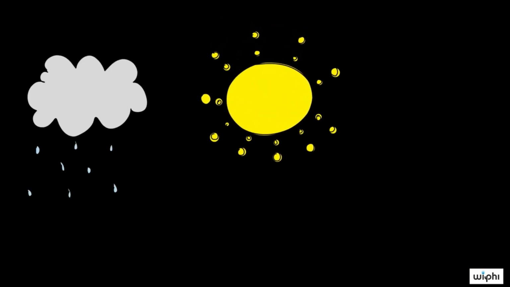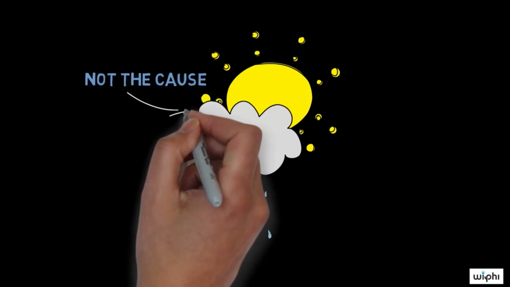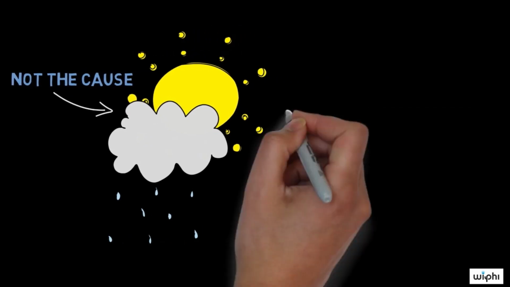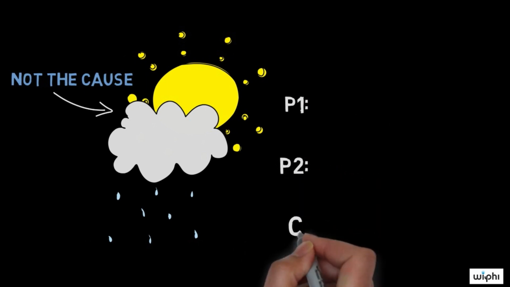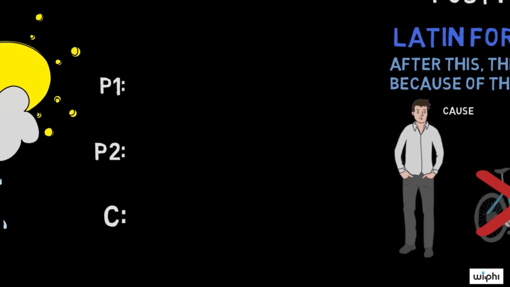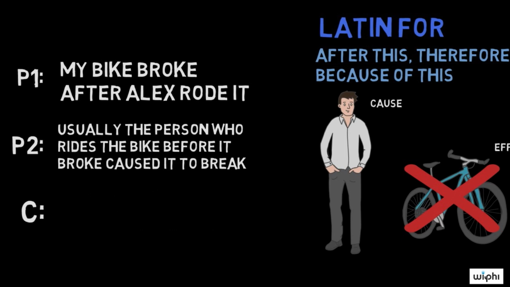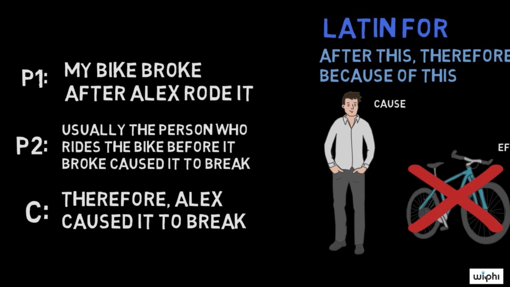Here's a counterexample. The sun sometimes comes out after it rains, but that doesn't mean that the rain caused the sun to come out. But let's be more charitable to my invalid argument. Maybe we can add a few premises, implicit ones, to make it valid and to make it seem more reasonable. Let's try this. Premise 1: My bike broke after Alex rode it. Premise 2: Usually the person who rides the bike before it broke caused it to break. Conclusion: Therefore, Alex caused it to break.